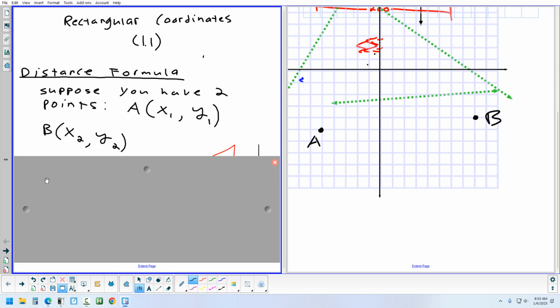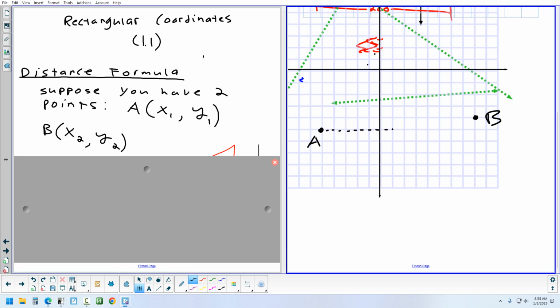What we're going to do is draw a line on the bottom. Now the length of that side is easy to measure. I can just count how far over I go. And then the vertical, that's also easy to measure. Okay. So the vertical is just 1 unit.